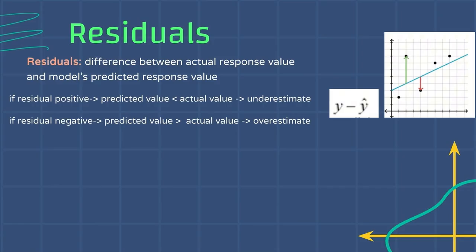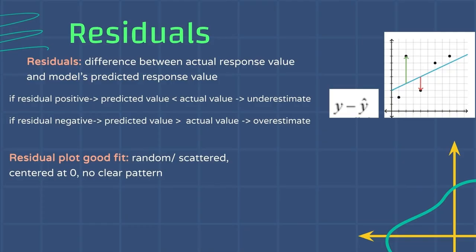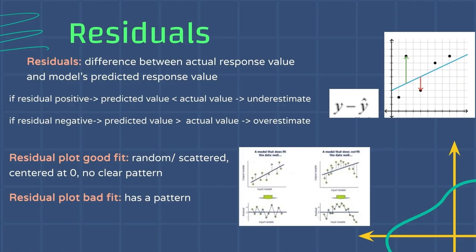A residual plot with a good fit is randomly scattered and centered at 0 with no clear pattern. A residual plot with a bad fit has a pattern. So a residual plot shouldn't have a pattern. As we see here in the picture, if the data is linear or somewhat linear, the residuals look scattered everywhere. But when the data has a pattern like a curved shape, the residual plot also shows a curved shape.